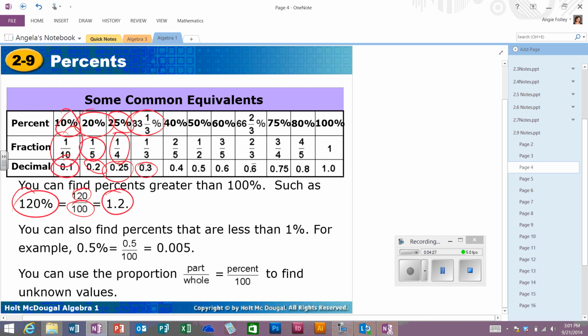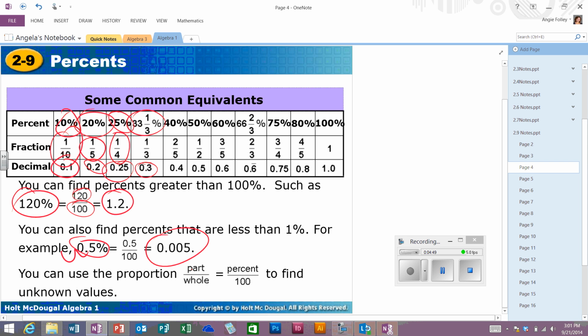You can also find percents that are less than 1%. For example, if I have just 0.5%, you could put 0.5 over 100, and that's the same thing as I said, moving the decimal 2 places to the left, and we get 0.005. The last little part here is that you can use proportions to find an unknown value.